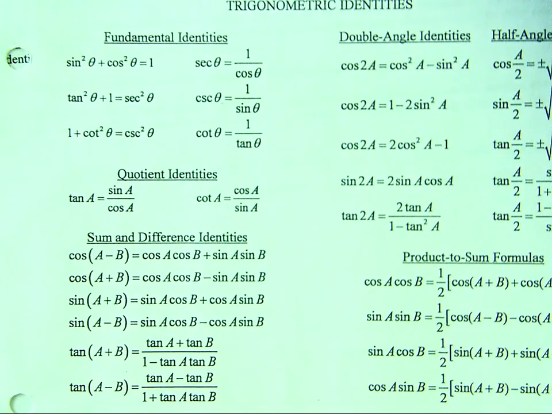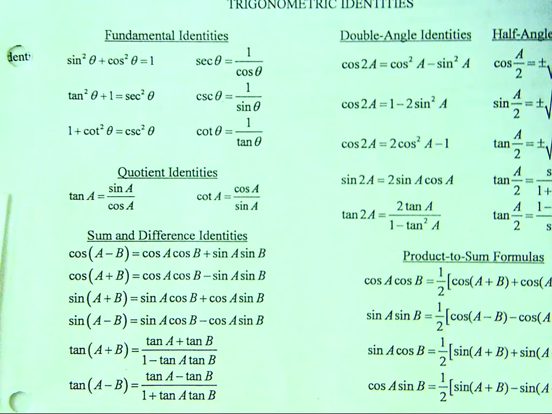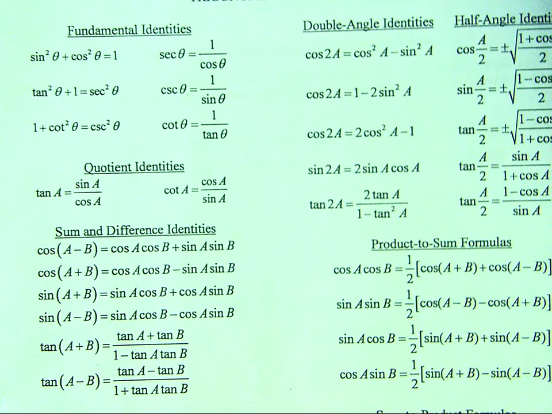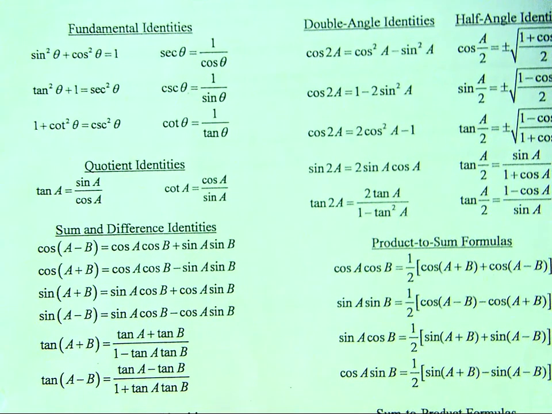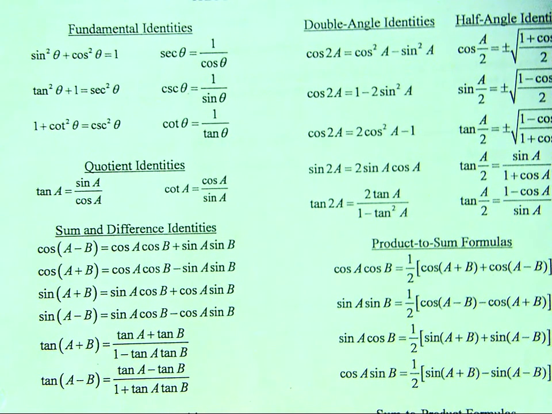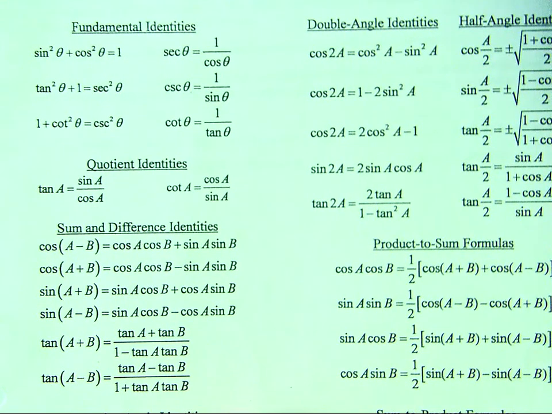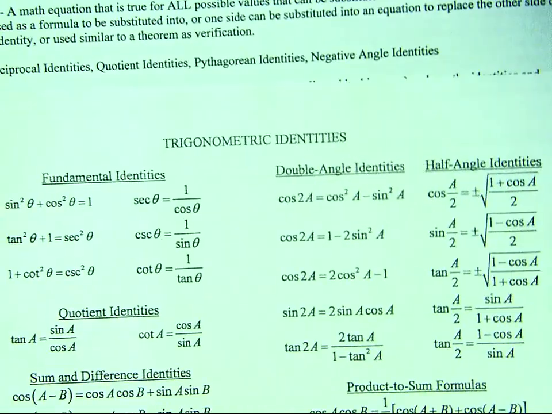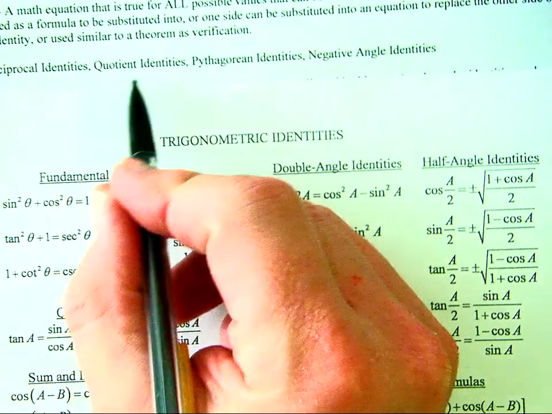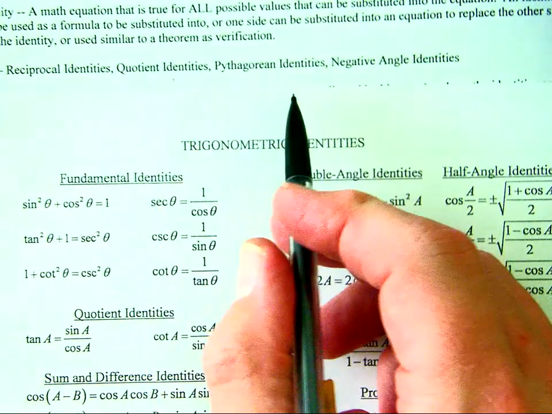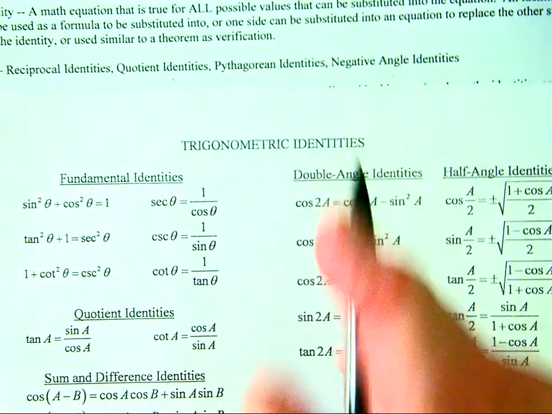All right, this starts Unit 1. Unit 1 is about the trig identities. First of all, there's a sheet online for all the trig identities, or I'll hand it out if you're in class. We're going to do them in sections. This first section talks about the reciprocal identities, the quotient identities, the Pythagorean identities, and the negative angle identities.